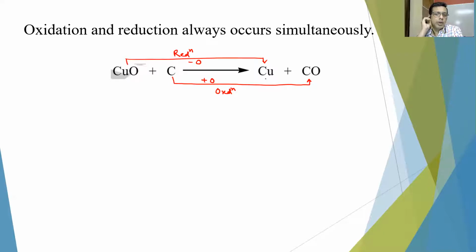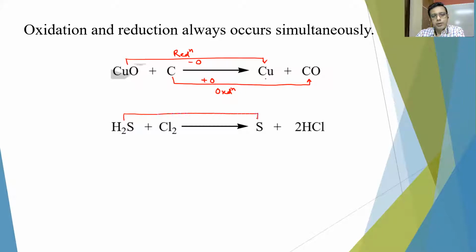So similarly, whatever reaction is given, we can find out which element is oxidized and which element is reduced. Similarly, if we talk about this particular reaction, where H2S has been converted to sulfur and chlorine is converted to HCl. Now H2S to sulfur is loss of hydrogen. Like loss of oxygen is called reduction, loss of hydrogen will be called oxidation. And chlorine has gained hydrogen, so gain of hydrogen is called reduction. That means in this reaction, H2S is oxidized and chlorine is reduced.